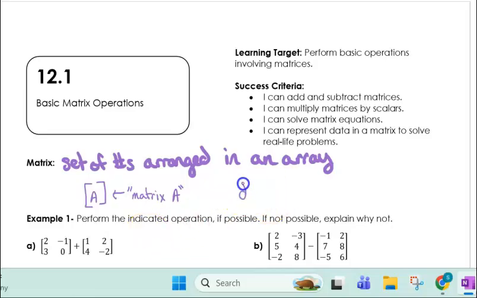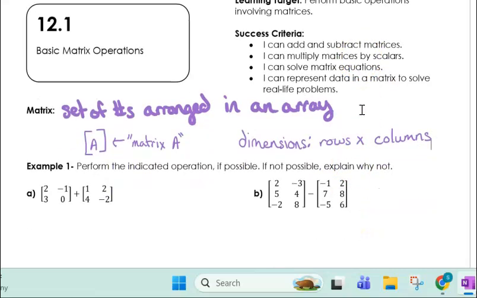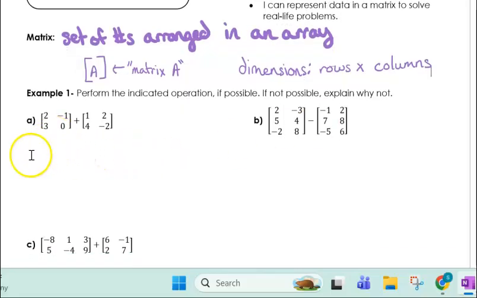When you're talking about the dimensions of a matrix, you always refer to it with its rows first, by its columns second. So for example, if you look at these matrices down here in A, this has two rows. The rows go across. So it has two rows and two columns. So this is a 2 by 2 matrix. This is also a 2 by 2 matrix.